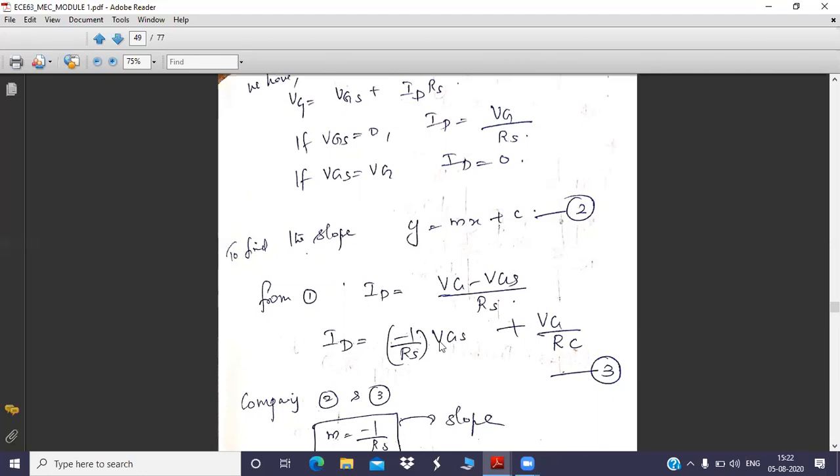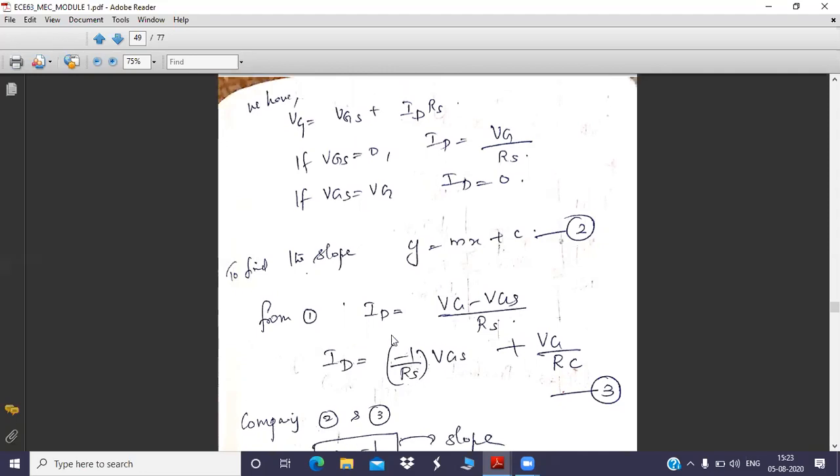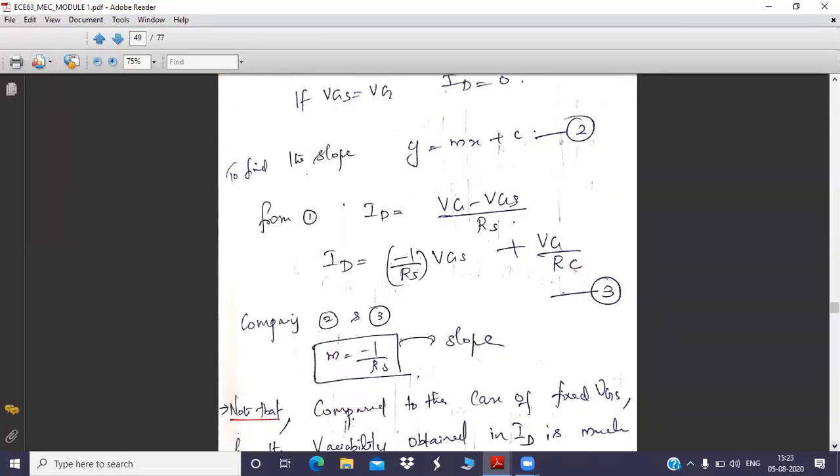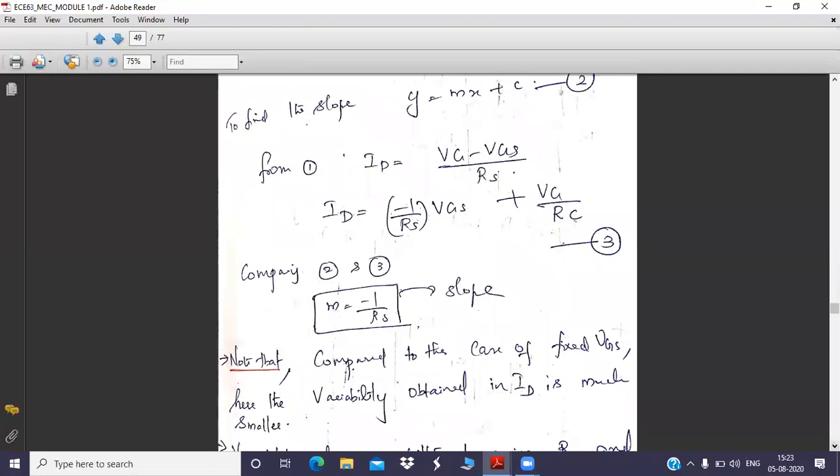Now Bhavani told that this is x and this is y. So the parameter that is coming along with x, obviously, is our m. What is m here? As far as equation 3 is concerned, what is our m? Minus 1 by Rs, sir. Yes, so m is minus 1 by Rs. That is what is known as the slope of our DC load line. Just now we have plotted the load line and I have calculated the slope of that line, and that slope is equal to minus 1 by Rs.